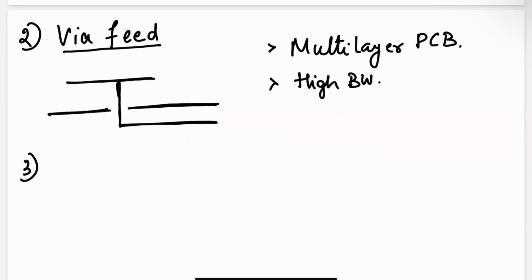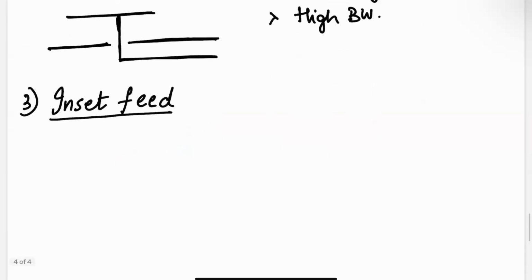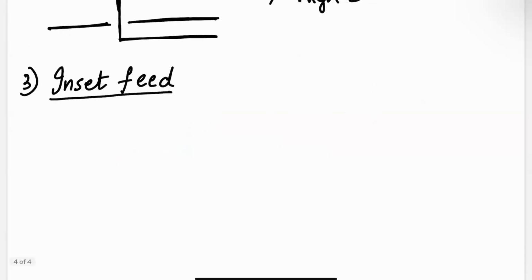Third option is called an inset feed. So let's say you only have a two-layer PCB, two metal layers, and you want to feed the patch from the top side itself. So then what you can do is you can bring in the microstrip line and then feed it close to the center.